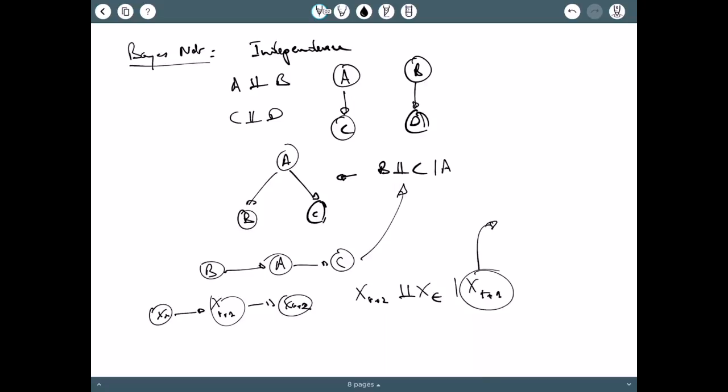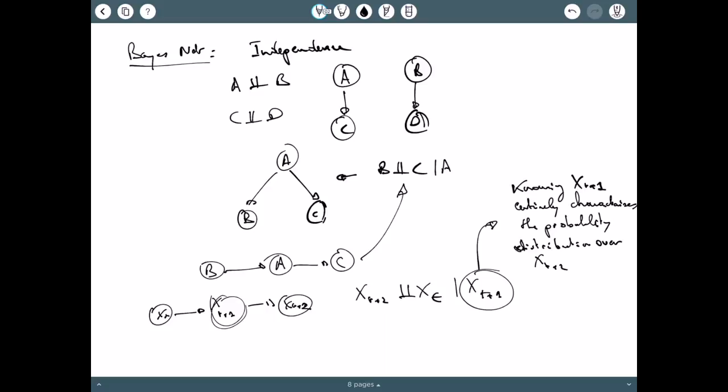This means that knowing xt plus 1 entirely characterizes the probability distribution over xt plus 2. Okay, here if we know xt plus 1, that's it. We're good. We have an entire characterization of the probability distribution over the different states that xt plus 2 can be. So knowing xt here will not change anything to this probability distribution.